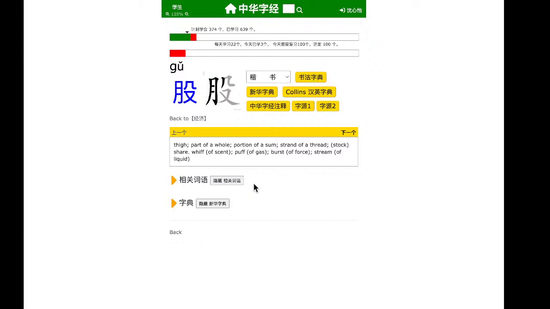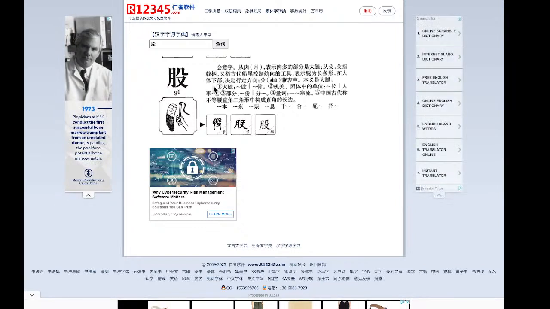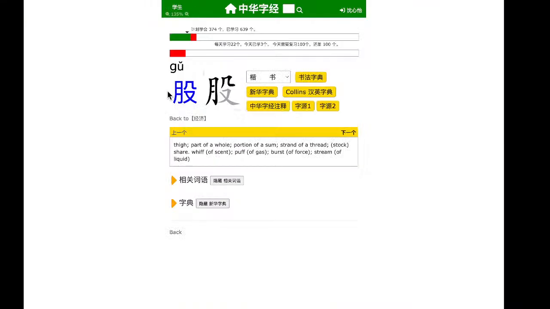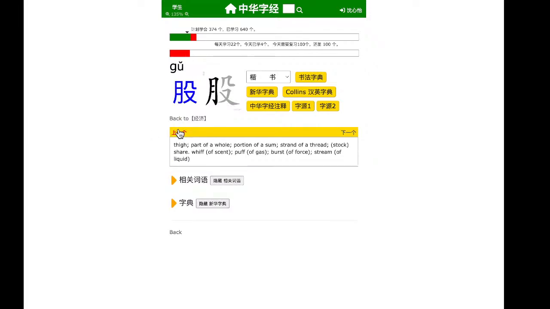股. Most of the words with the moon on the left side refer to body parts. I think when it's like this, it actually is not the moon, even though it looks the same as the character for moon, but that represents body parts. So this word originally referred to thigh. But we also use it for parts of a whole, portions, strands of a thread, things like that. It's used here, 股票, where 票 means a ticket or a ballot or banknote. 股票 refers to stocks, like shares in a company.